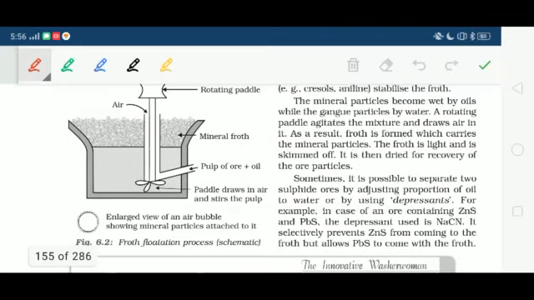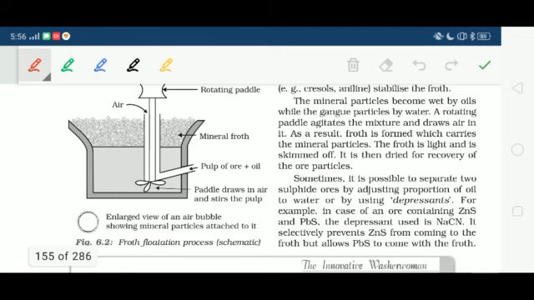We can also use this method to separate two sulfide ores by adjusting their proportion of oil to water or by using depressants. Now, what are depressants? First of all, let us understand depressants. Now, a depressant is a substance that selectively prevents one of the sulfide ores from coming into the froth.